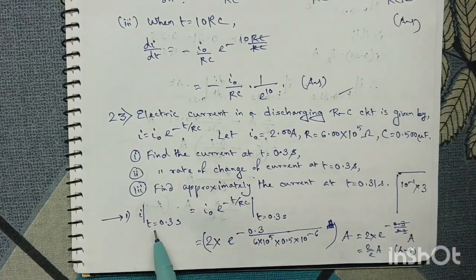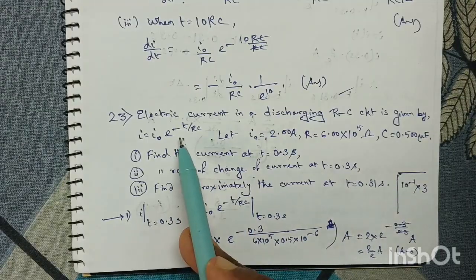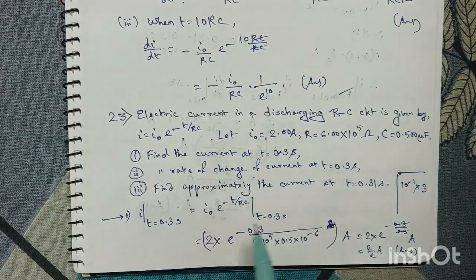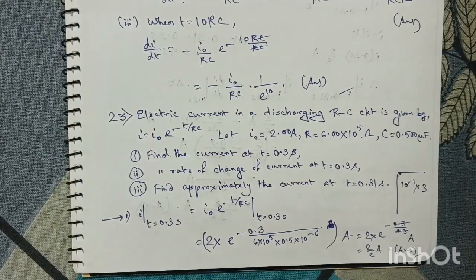I at t is equal to 0.3 second. It's very simple, just put the value of t is equal to 0.3 second here. Putting it and calculating, we get I is equal to 2 by e ampere.